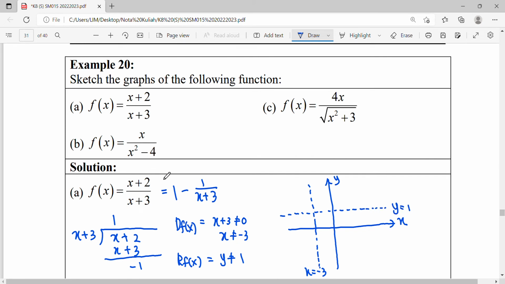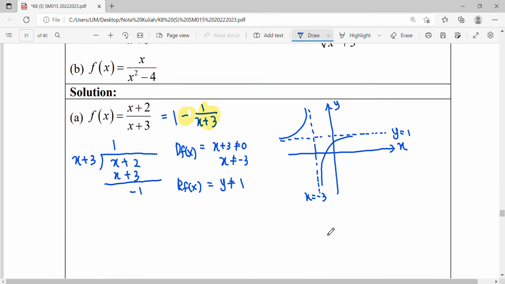Okay, let's see. Rational function bentuknya dua graph, whether in quadrant 1, 3 or quadrant 2, 4. So look at your rational here, positively or negatively. The coefficient here is negative, means your curve will be located at quadrant 2 and 4. So notice that you have y-intercept and x-intercept. We have to find them out.